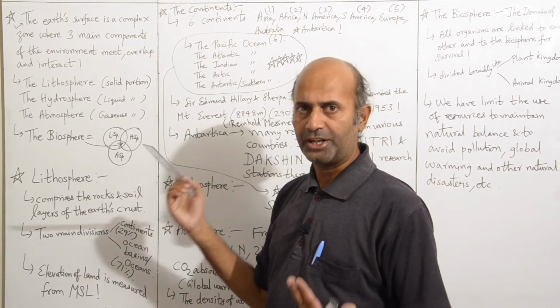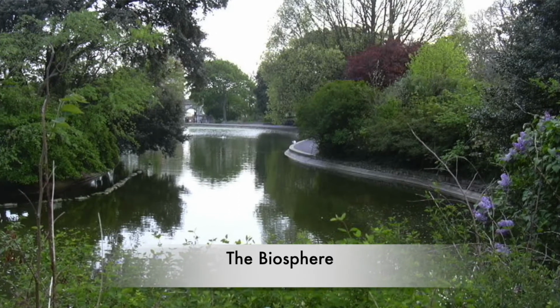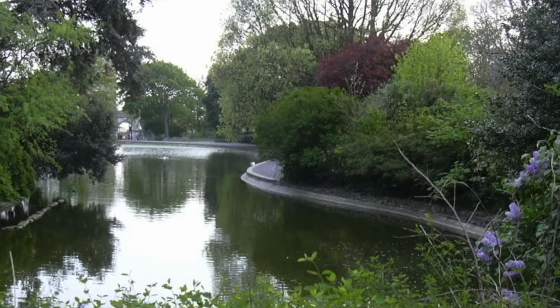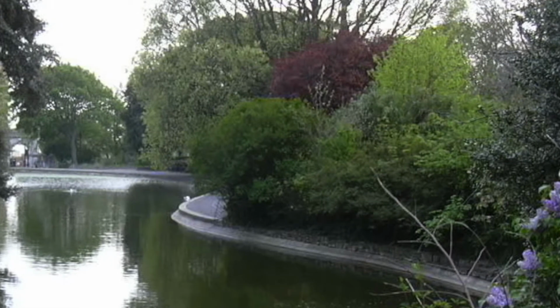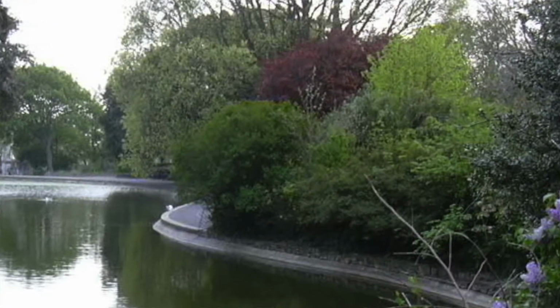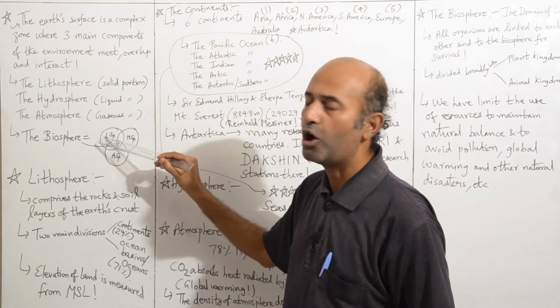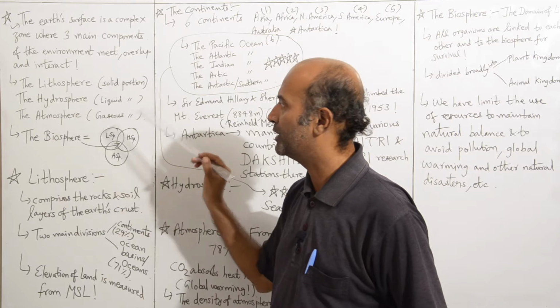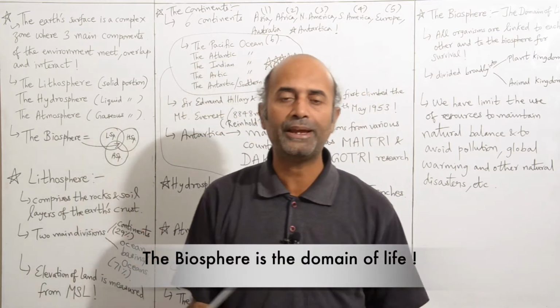We also come across another very important term, the biosphere. The biosphere is the meeting point of the lithosphere, hydrosphere and atmosphere, as shown in the figure. Because the lithosphere, hydrosphere and atmosphere are interacting with each other, this small narrow zone in which all three domains overlap is known as the biosphere, because the biosphere is the domain of life.